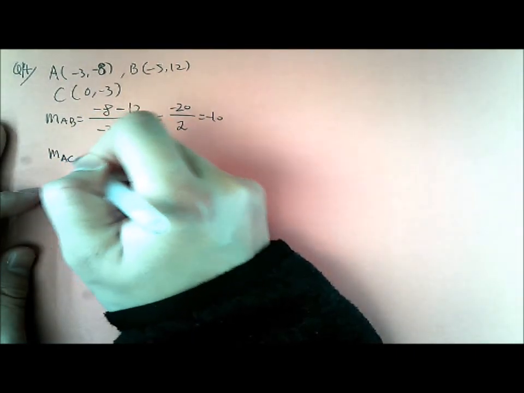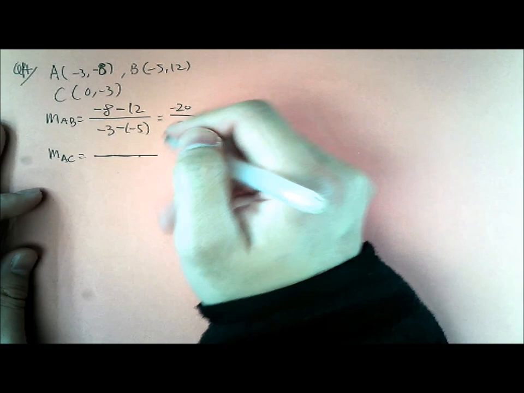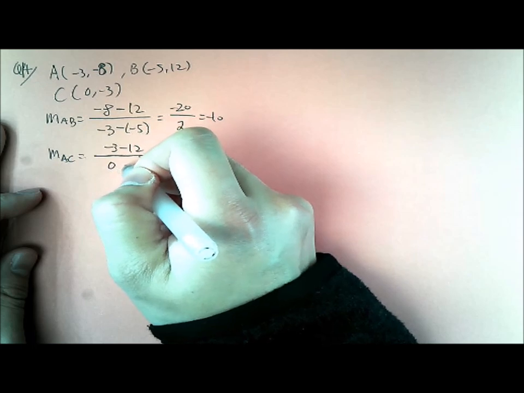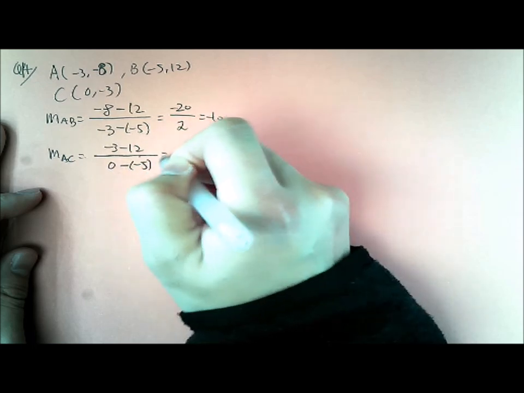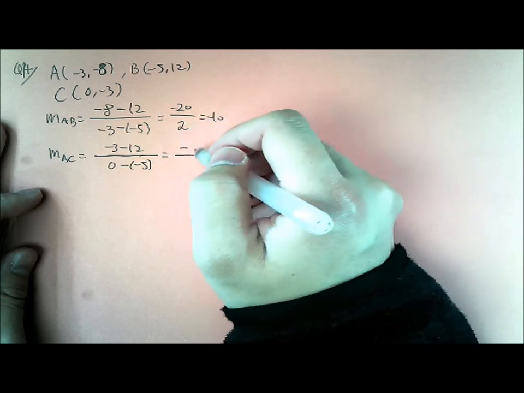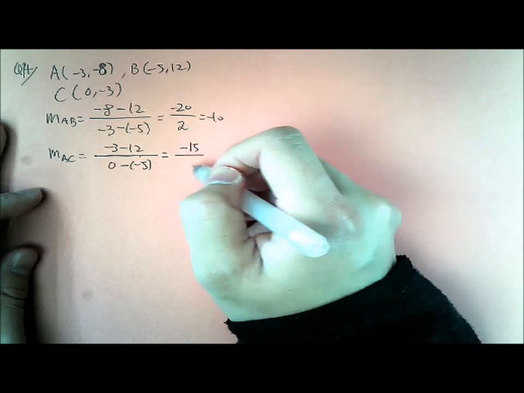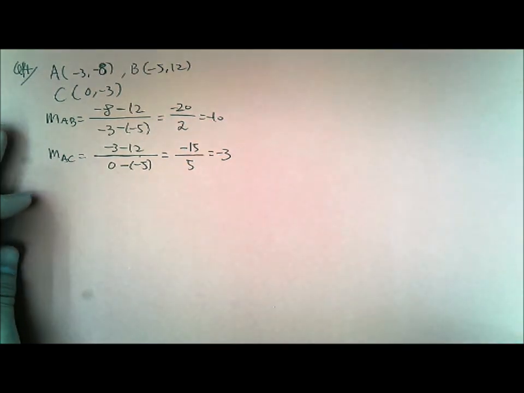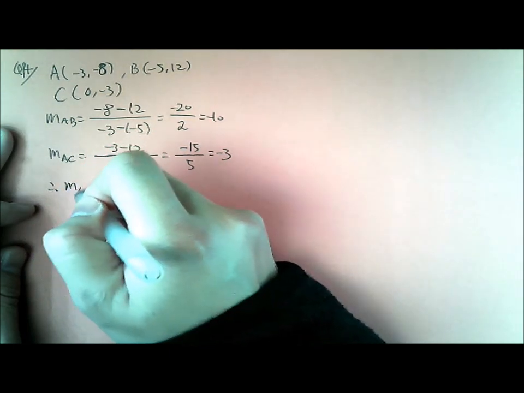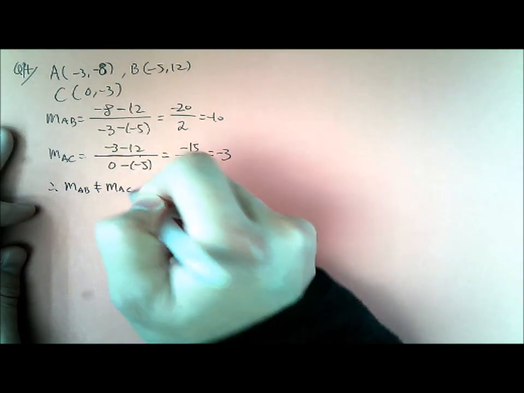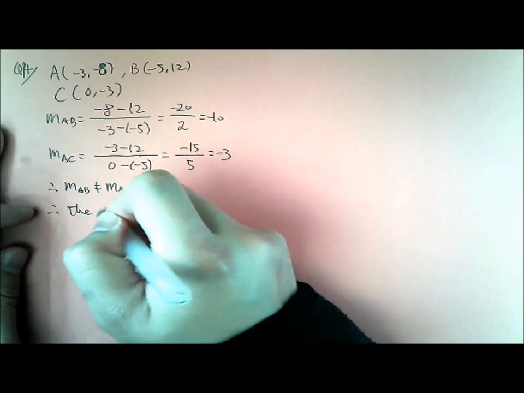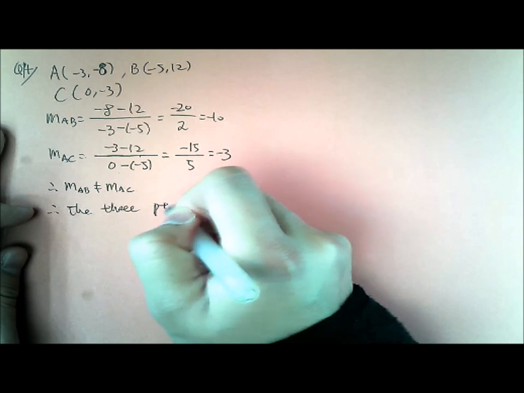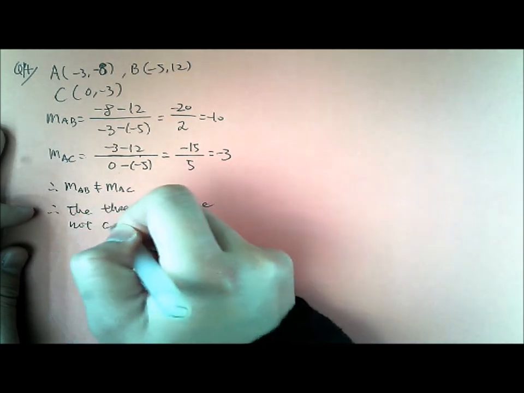For example, you can do AC, or you can do BC, up to you. Here you can do minus 3, minus 12, and then below here should be minus 0, minus negative 5. So here it is minus 15, and then 5 here, so minus 3. So obviously two slopes are not the same, right? Not equal. So you can write MAB not equal to MAC. So we can conclude the 3 points are not collinear.